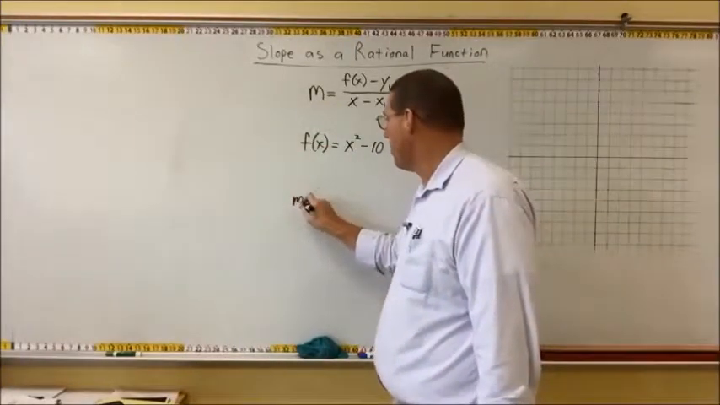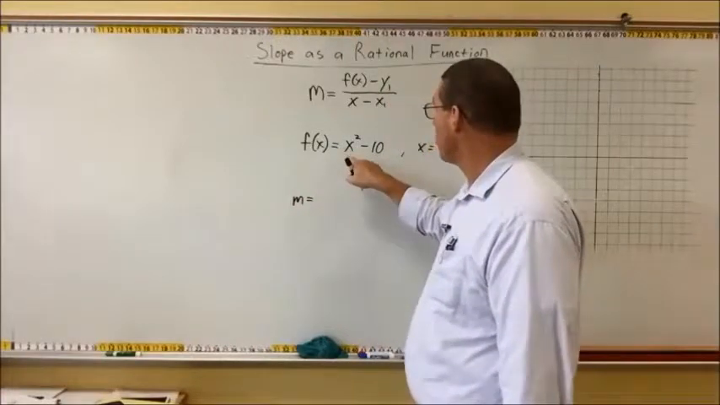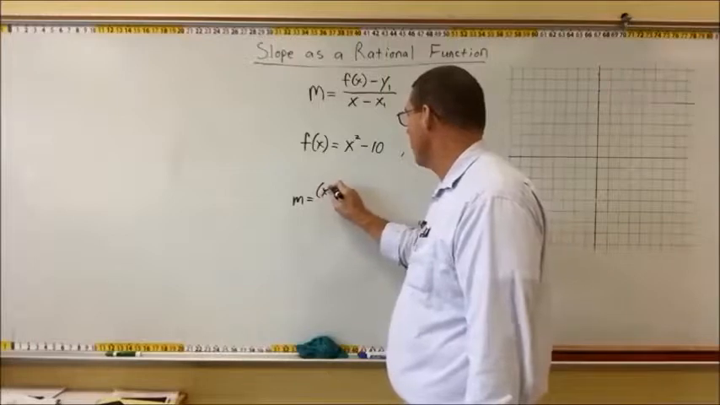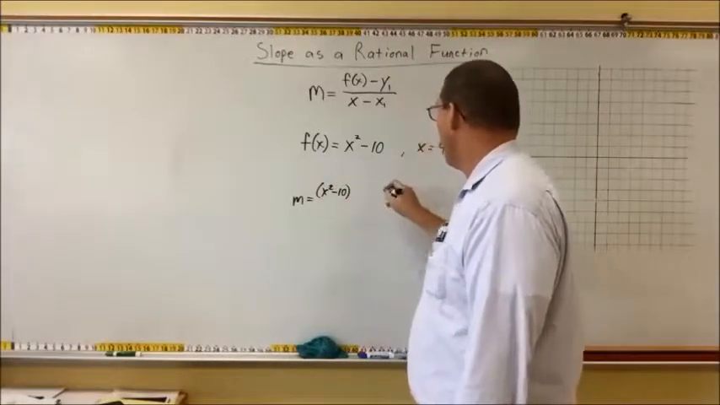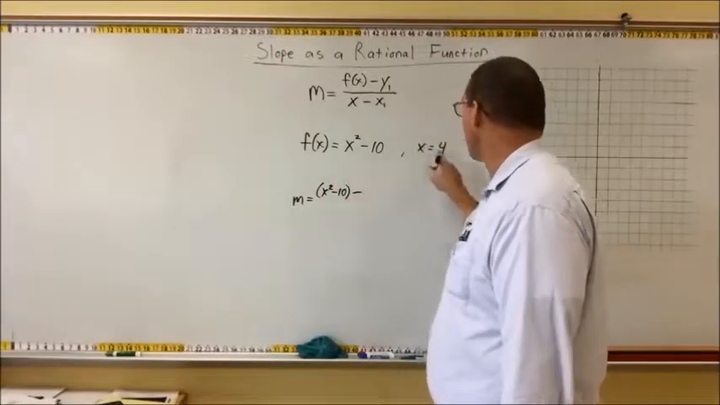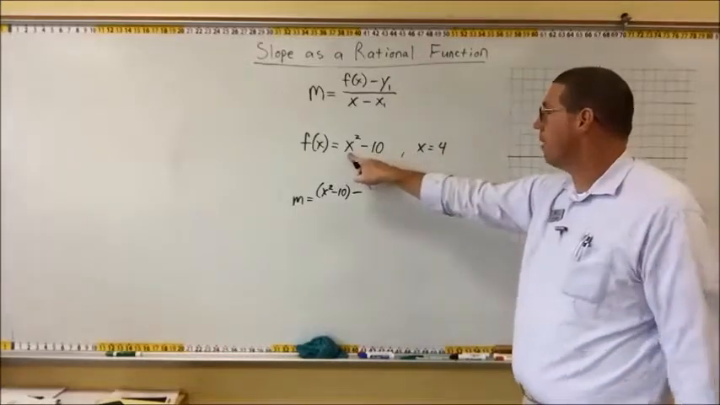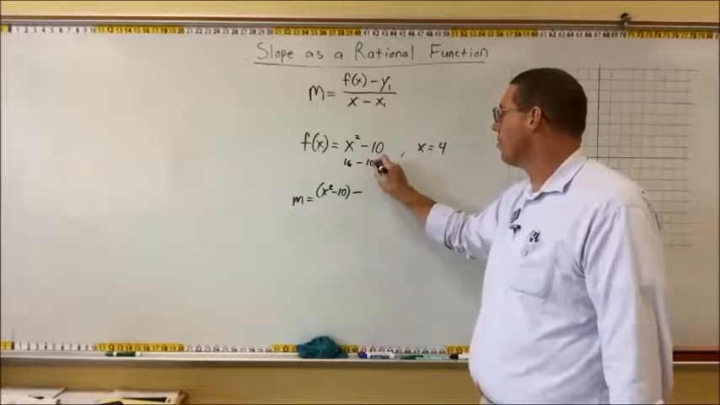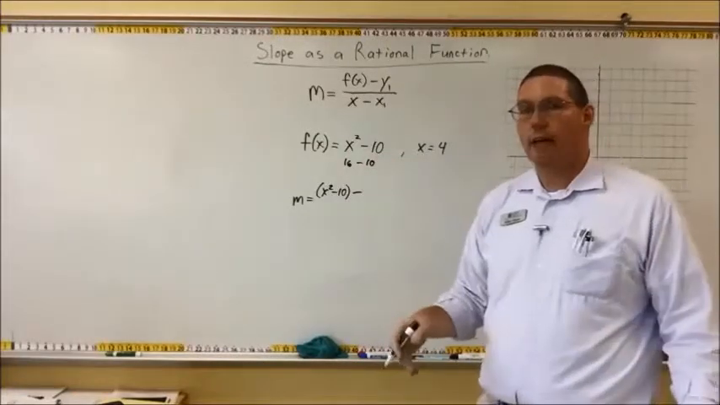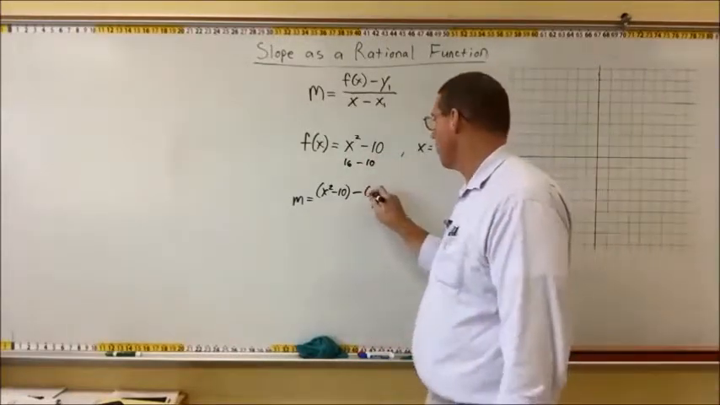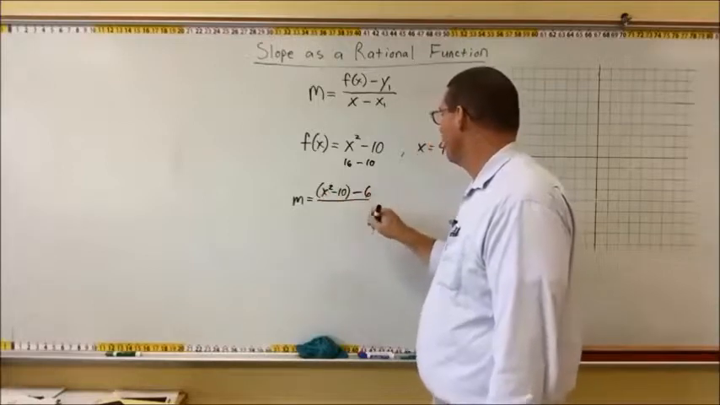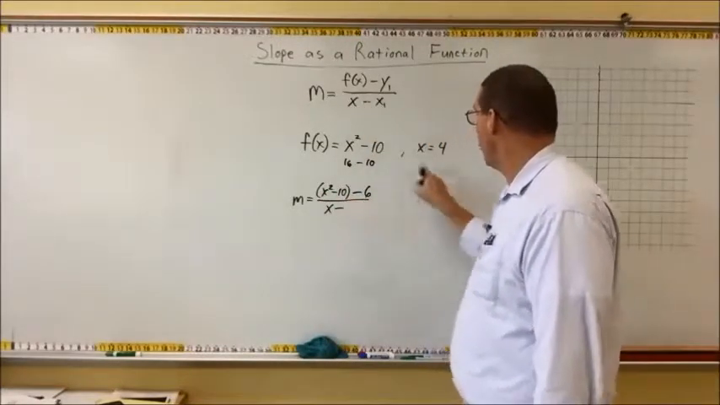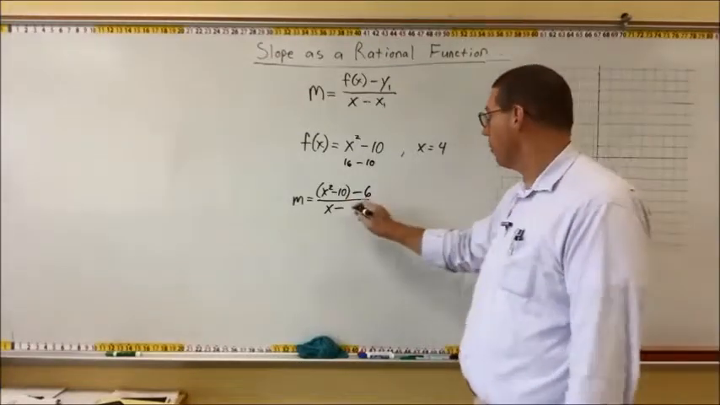So we're going to say m is equal to, and then we're going to write the function that we have here, x squared minus 10 in parentheses, x squared minus 10 minus, and then we're going to plug our x value into the function. 4 squared, that's 16, minus 10, that's 6. And so minus 6, over x minus whatever the x value is, 4. So we're going to put a 4 here.